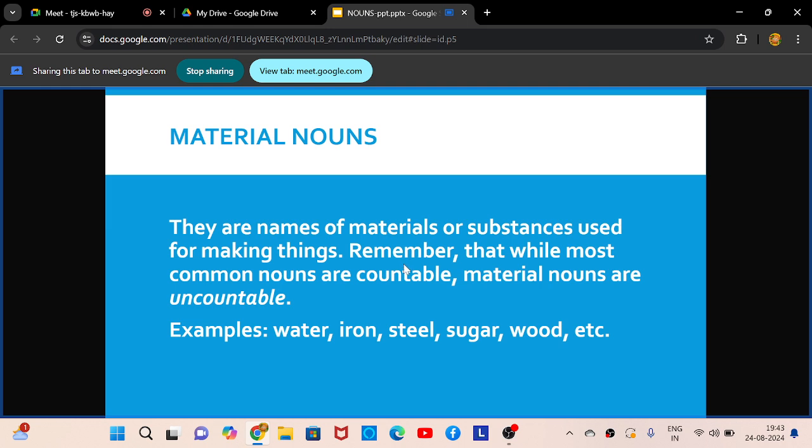So this is important. While most common nouns are countable, all material nouns will be uncountable.